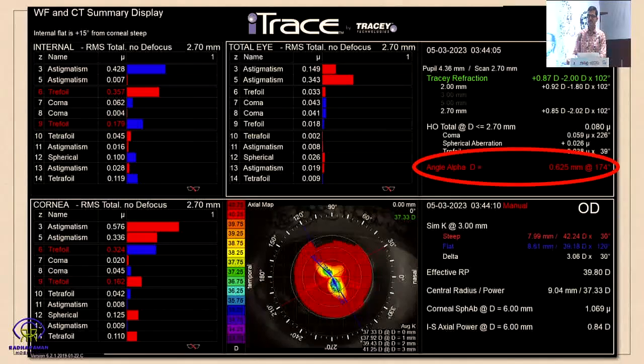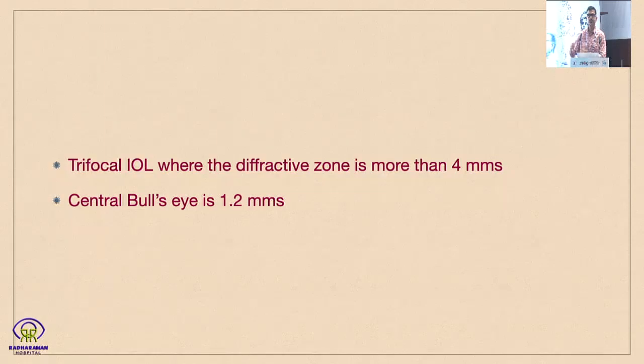So with these measurements, the angle alpha being a little on the higher side, and my photopic pupil being 4.2, what should I choose? I should choose a trifocal. Should I choose a trifocal that has a diffractive zone of more than 4 millimeters, so that it aids me in reading in photopic conditions?